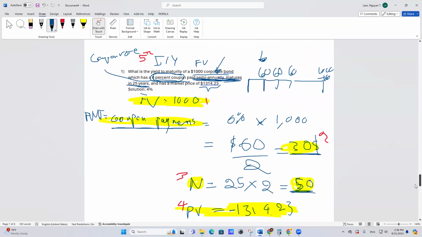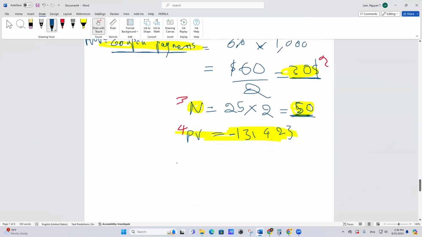Right, I put 1000. I'll put a positive sign. 30 for the PMT, 50 for the number of periods, 1314.23 with a negative sign for the present value. Hit compute IY. All right. The IY you got is 2%, right?